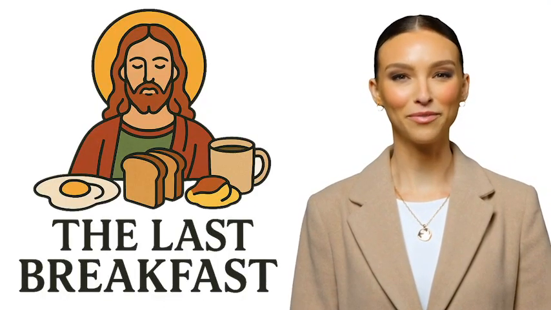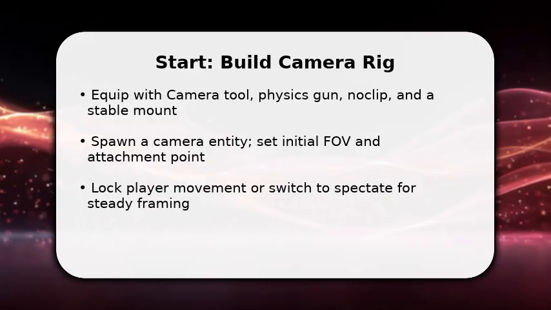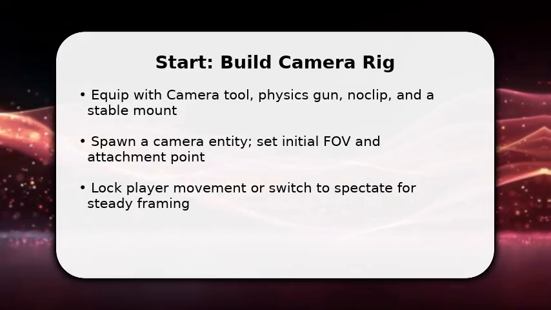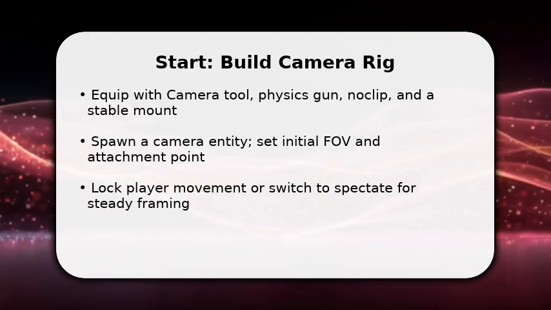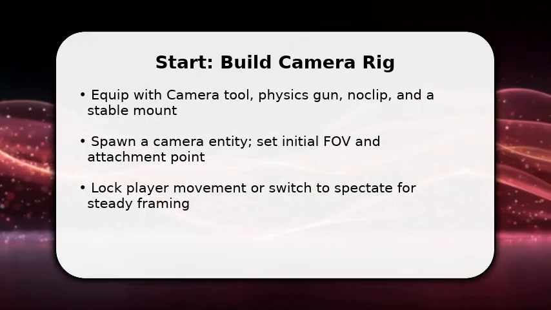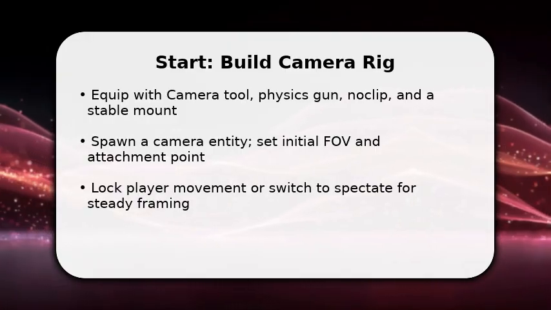Please enjoy the video. You begin by creating a stable rig, spawn the camera tool, attach it to an entity, and set the FOV to taste. Once done, use the physics gun to precisely place the mount. You want predictable movement. Make sure to enable noclip or switch to spectator to position the camera without obstruction.